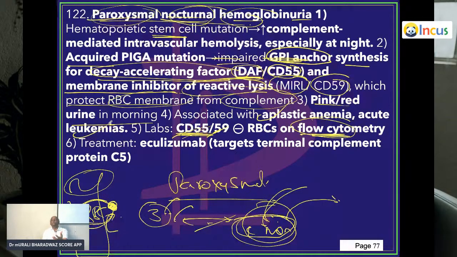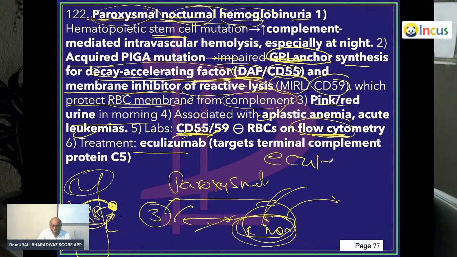Why this PNH patient Gurumurthy has ended up in pancytopenia? Because PNH can lead to aplastic anemia. PNH can lead to acute leukemia. These are the two complications of PNH that you need to remember. So how do you treat PNH?